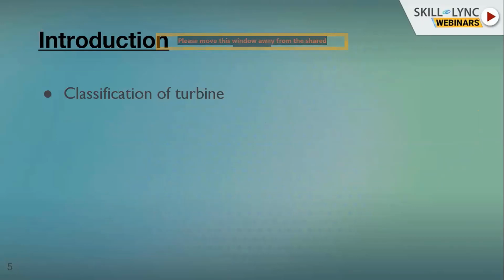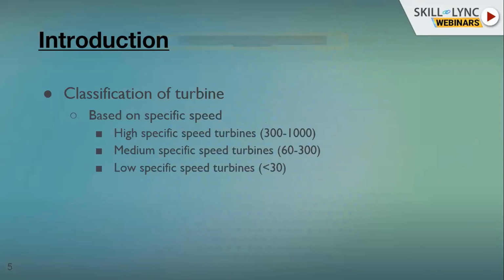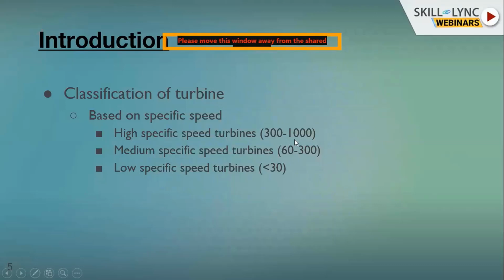Okay, coming to the next classification. The next classification is based on specific speed. It is again sub-classified into three types: high specific speed turbine, medium specific speed turbine, and low specific speed turbine. Those who don't know, specific quantities do not have any units, so that is the reason I have not represented them with any units.